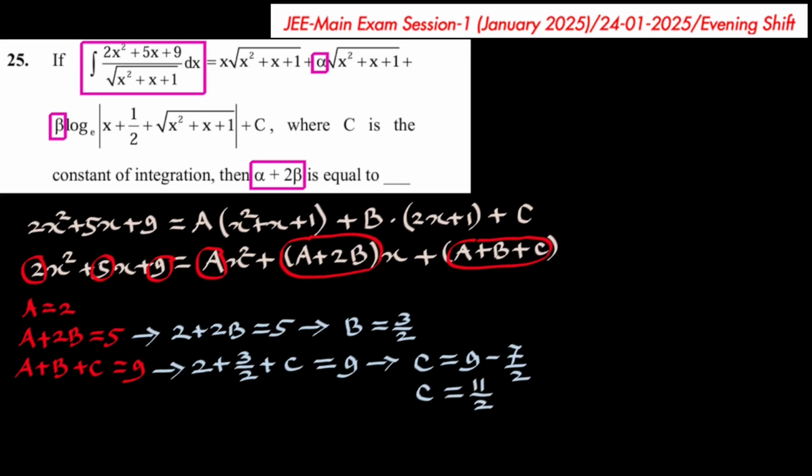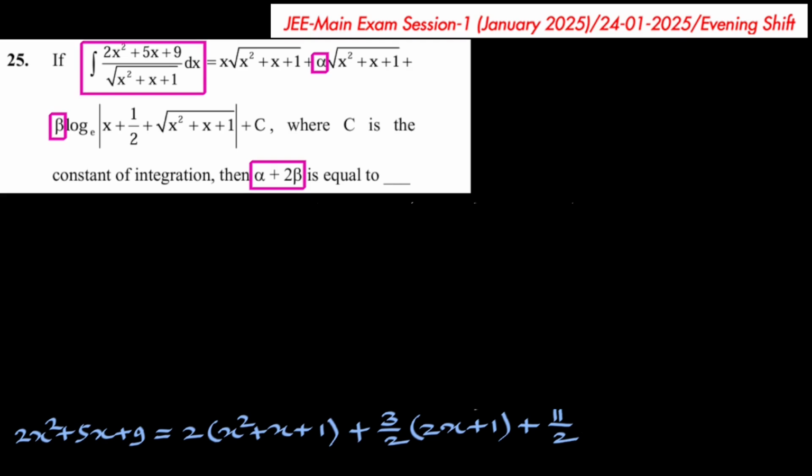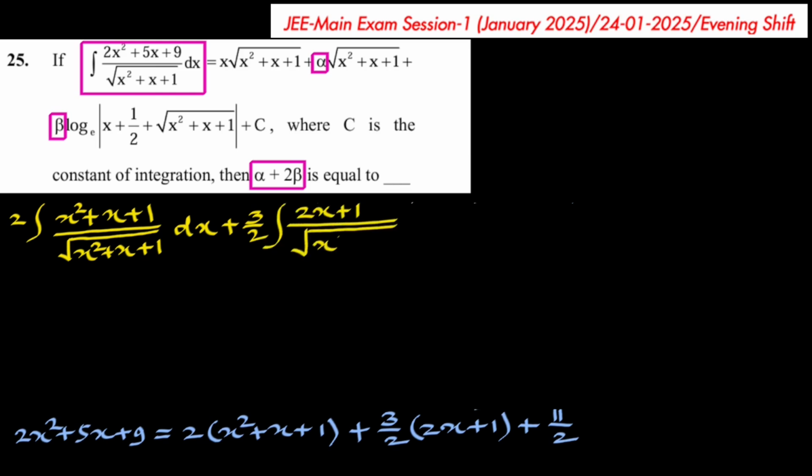Now we will use these three values in this expression, which becomes 2 times x square plus x plus 1 plus 3 upon 2 times 2x plus 1 plus 11 upon 2. We will wipe the upper part and write the integral. So the given integral becomes 2 integral x square plus x plus 1 upon square root of x square plus x plus 1 dx, plus 3 upon 2 integral 2x plus 1 upon square root of x square plus x plus 1, plus 11 upon 2 integral 1 upon square root x square plus x plus 1 dx.